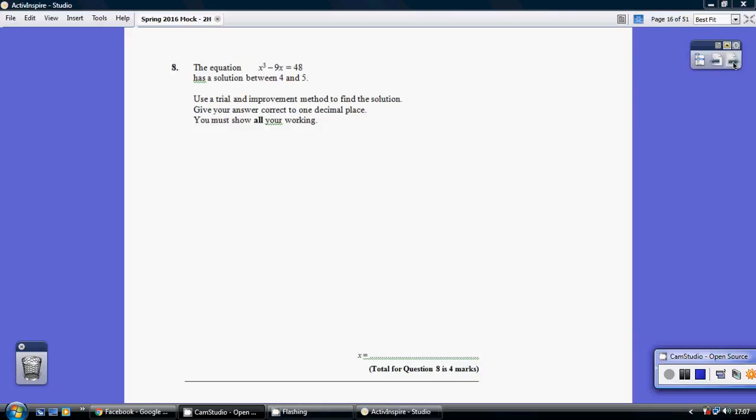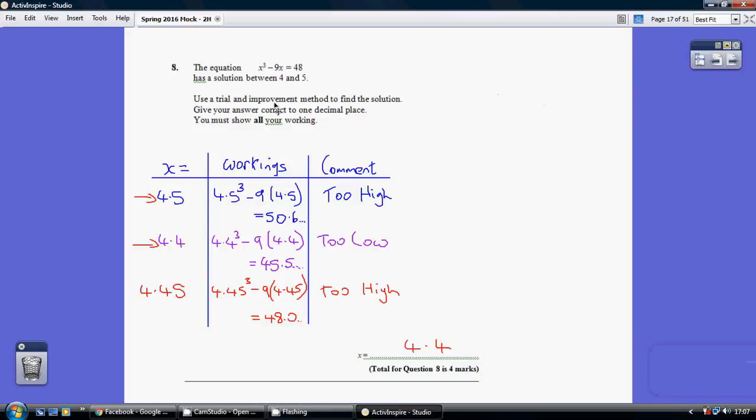Question 8. If one of these trial improvement questions is coming up, it's good news because these just follow a process. So set up 3 columns. The first column is your go at what x is going to be, your middle column is your workings, and your third column is the comment. So split the difference. Start off halfway between 4 and 5, at 4.5.